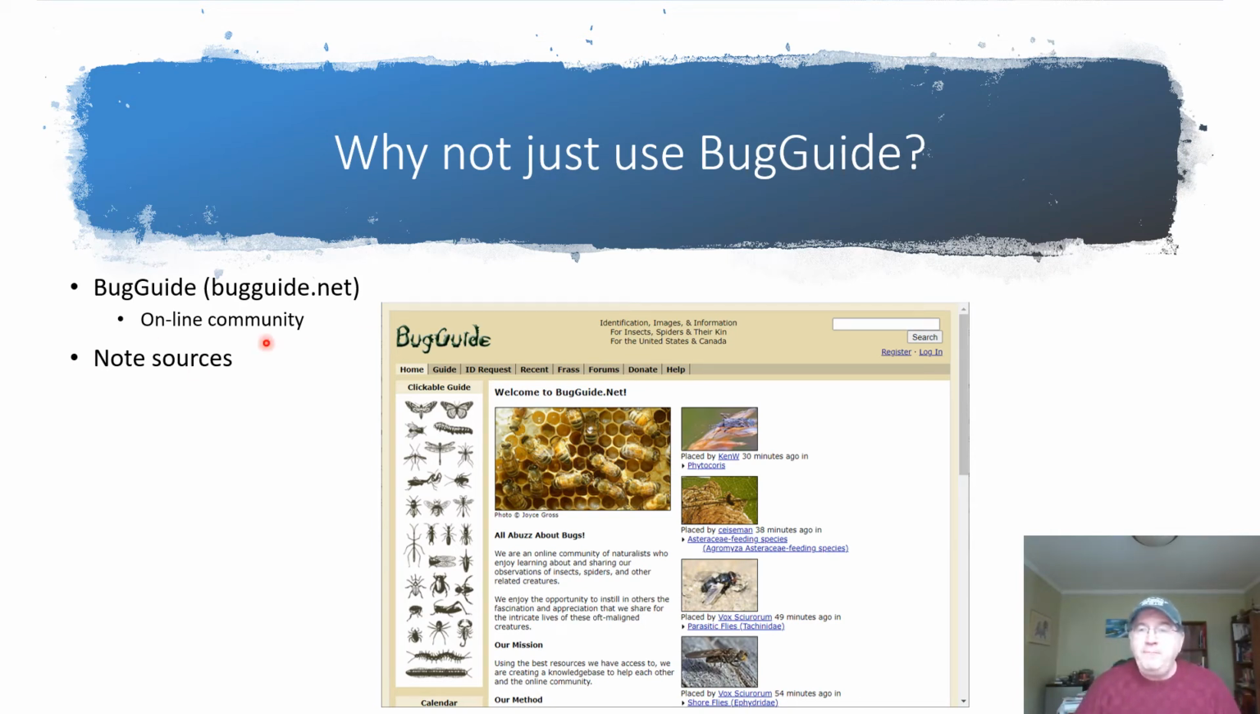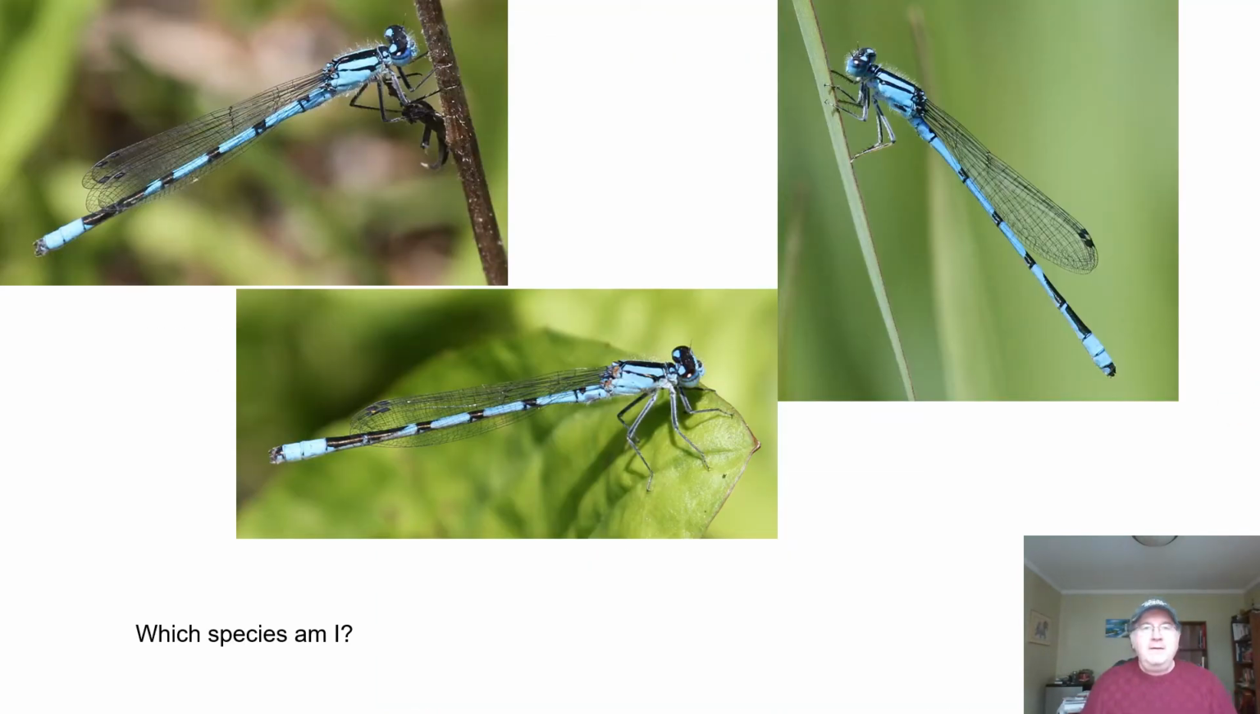For example, whoops, there we go. These are pictures from Bug Guide. These are actually three different species of the common name bluets. So this is the genus Enallagma in the family Coenagrionidae.